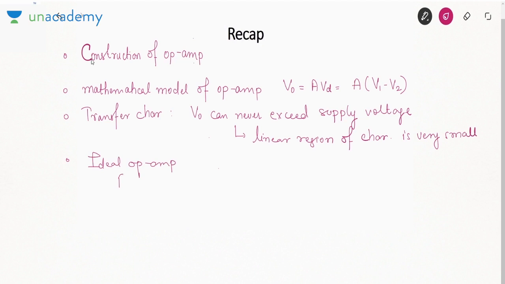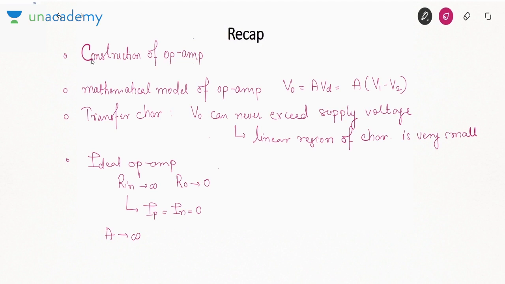Then we also talked about ideal Opamp. In ideal Opamp, I told you the input resistance tends to infinity and output resistance tends to 0. Due to infinite input resistance, the current at the input terminals was equal to 0. Also, it had open loop gain tending to infinity. So that is what we saw in the last lecture.